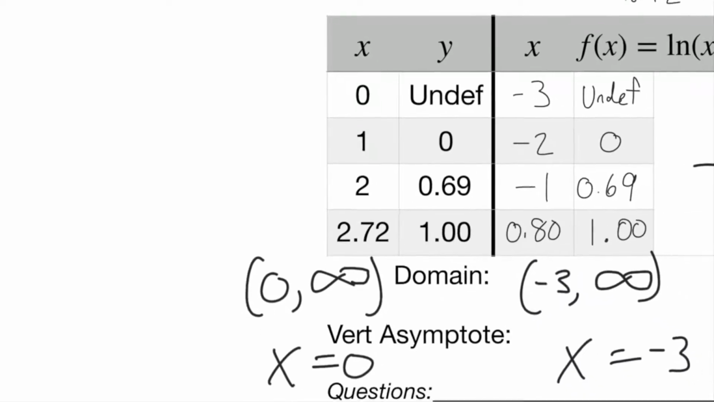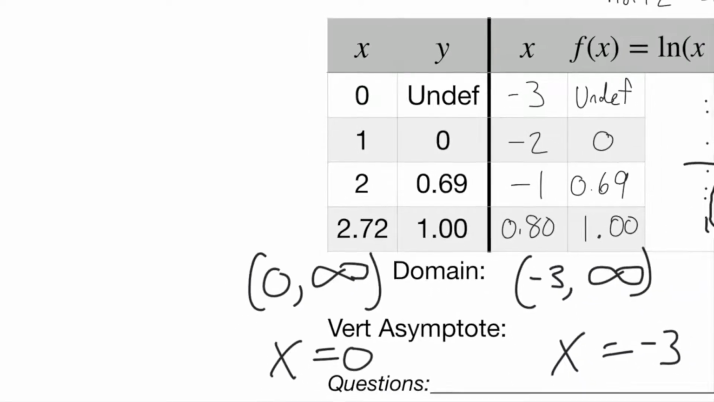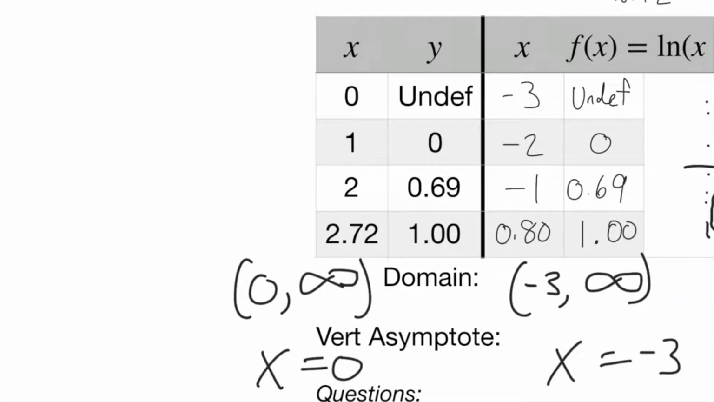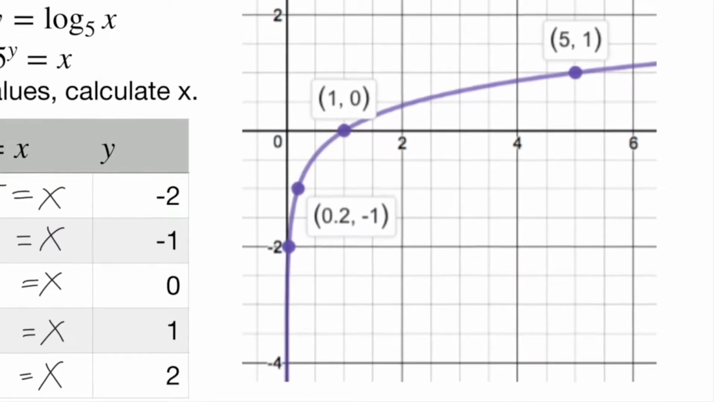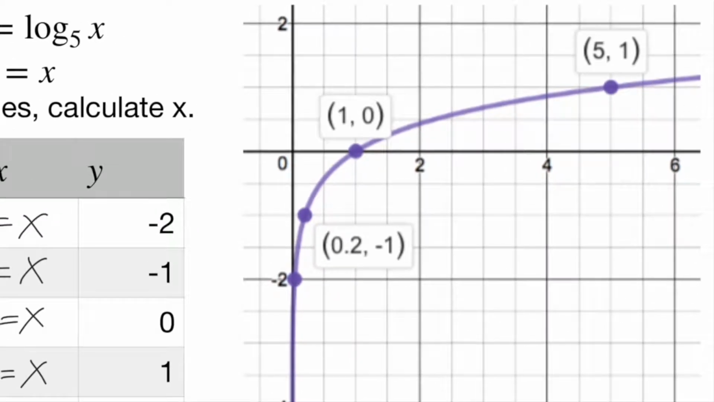It's the natural log. So the graph of y equals natural log of x is going to have a domain of 0 to infinity and a vertical asymptote at x equals 0. We can kind of see that here. The natural log of x is similar to the log base 5 of x. It cannot equal 0, but it has a domain of all positive numbers from 0 to infinity, and it has a vertical asymptote at x equals 0.